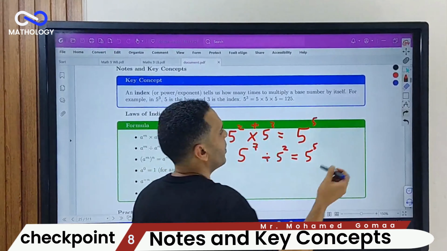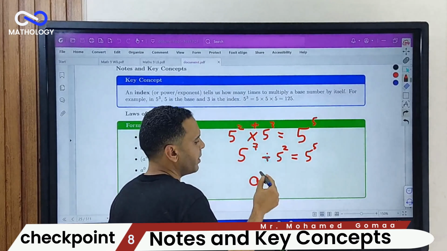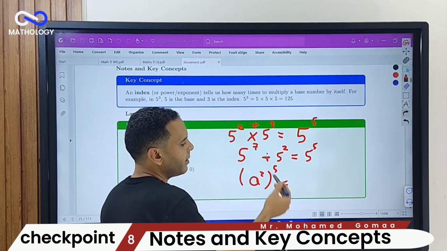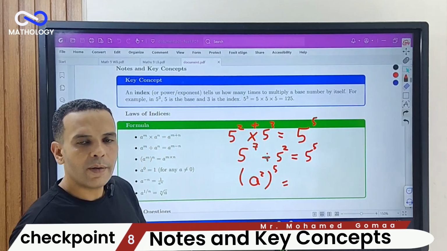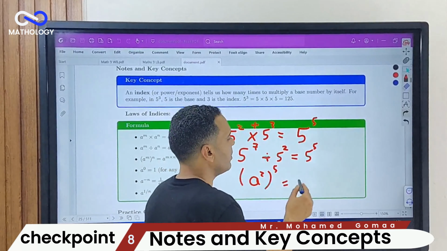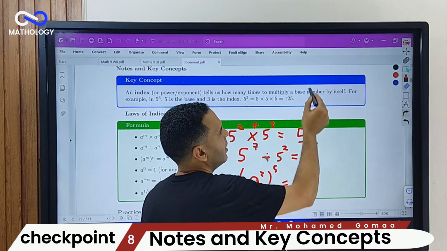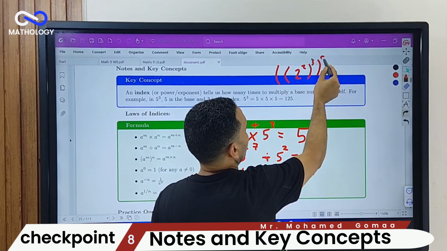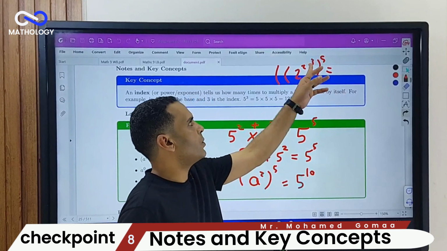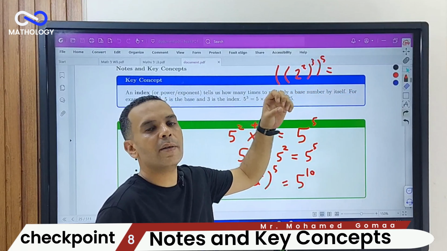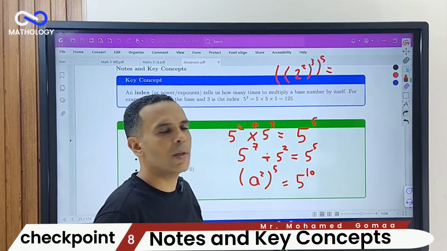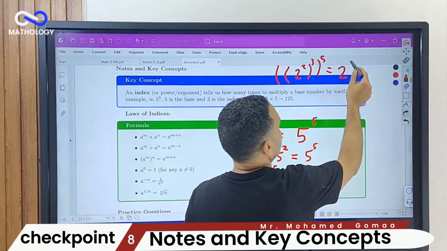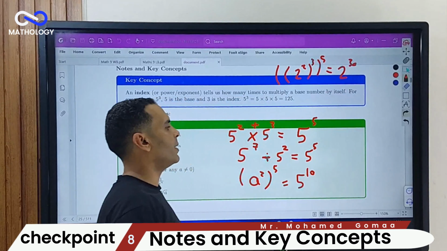If you have a power like a to power 2 raised to another power like 5, multiply the powers. When you have a power raised to another power, multiply them. It will be 5 to power 10. Like 2 power 2 raised to power 3, raised to power 5, and so on. You have several powers, multiply all of them. 2 multiply 3 equals 6. 6 multiply 5 equals 30. It will be 2 to power of 30, like this one.